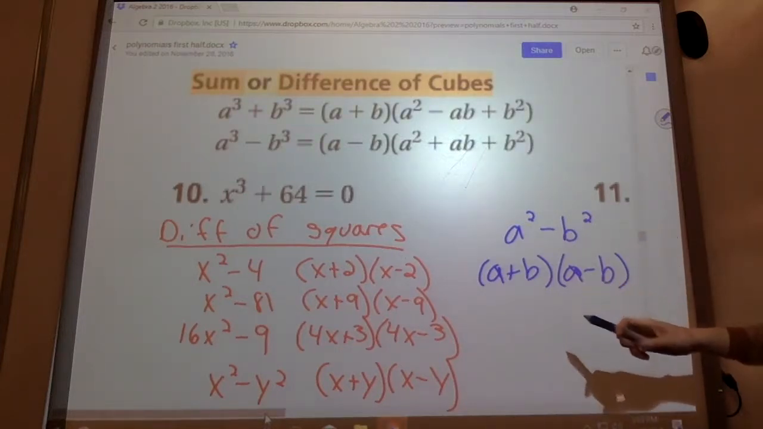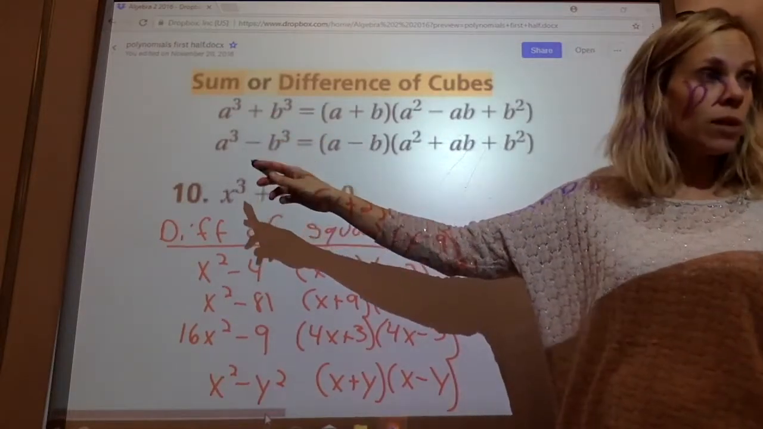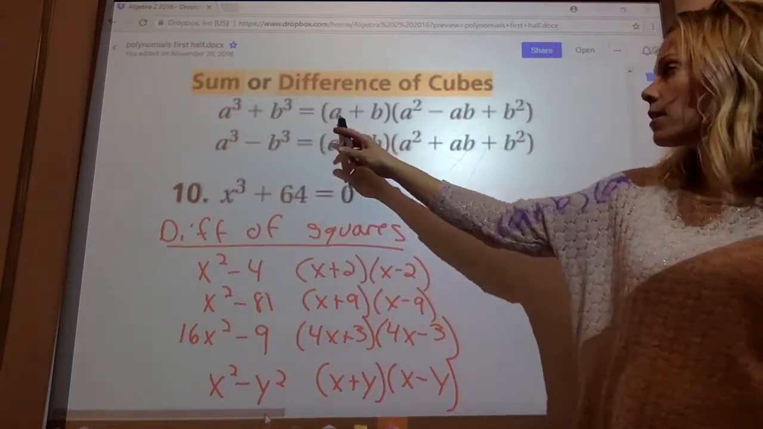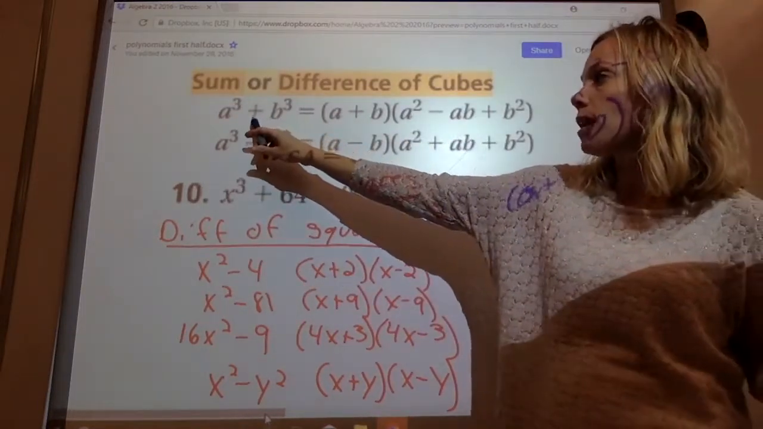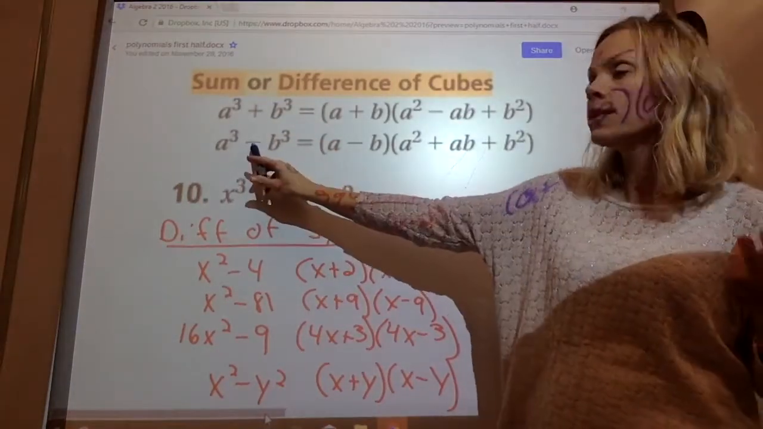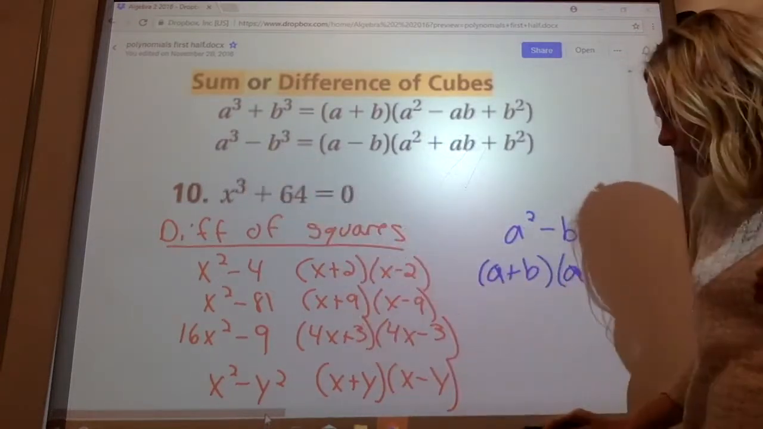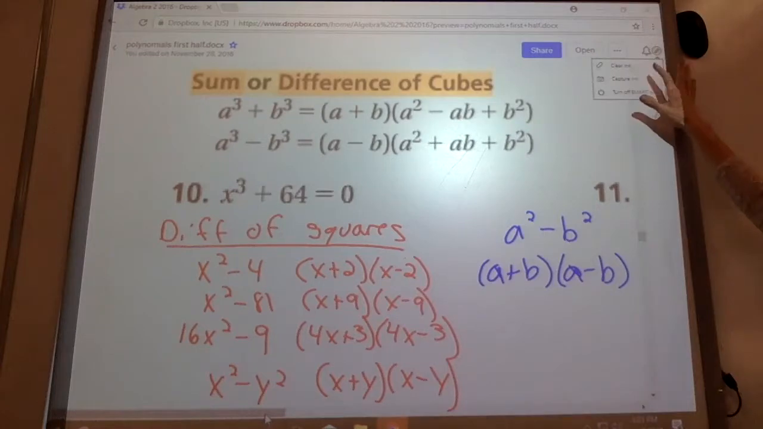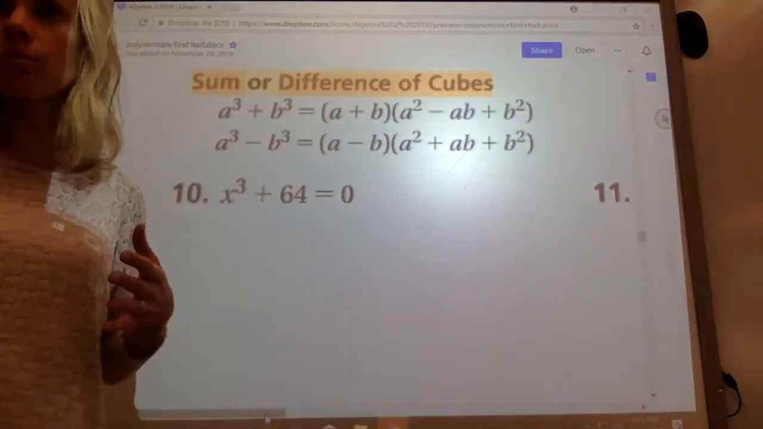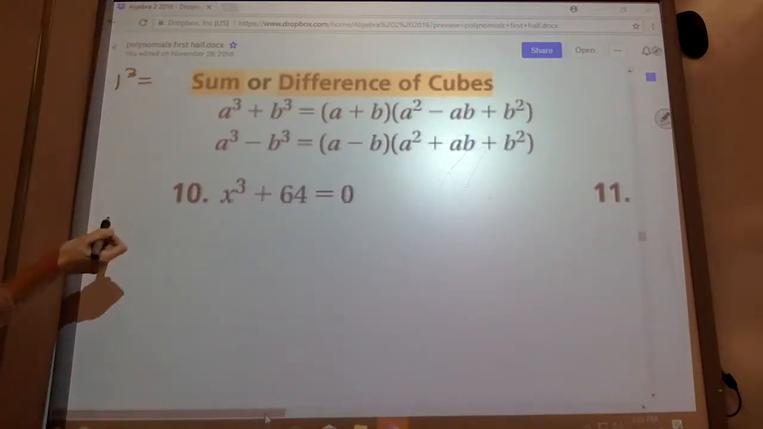So, if I'm adding or subtracting cubes, not squares, cubes, I also have a formula. Here's the one for sum of cubes, because sum means adding. Here's the formula for difference of cubes, because difference means subtraction. So in order to continue, first we have to review our cubes. So 1 cubed would be what?